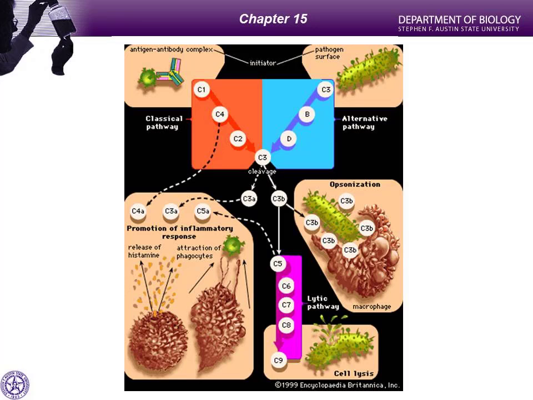Now, the nomenclature is such that when you cleave and activate, you basically cut these into two parts, an A part and a B part. So you see in the lower left, C4a, C3a, and C5a, the A fragments of these complement proteins, are going to promote and enhance the inflammatory response. It causes blood vessels to become more permeable. It causes vasodilation. It causes our mast cells to release more histamine, and so it's like a positive feedback mechanism.